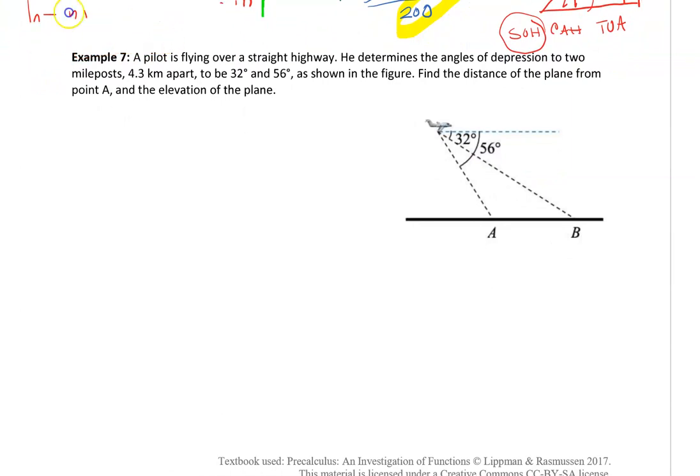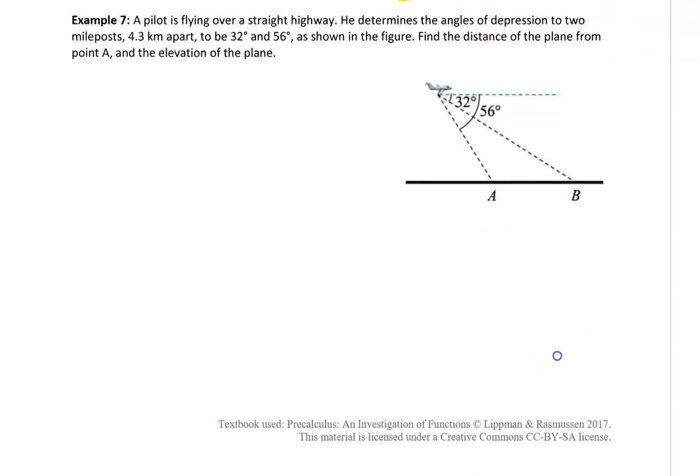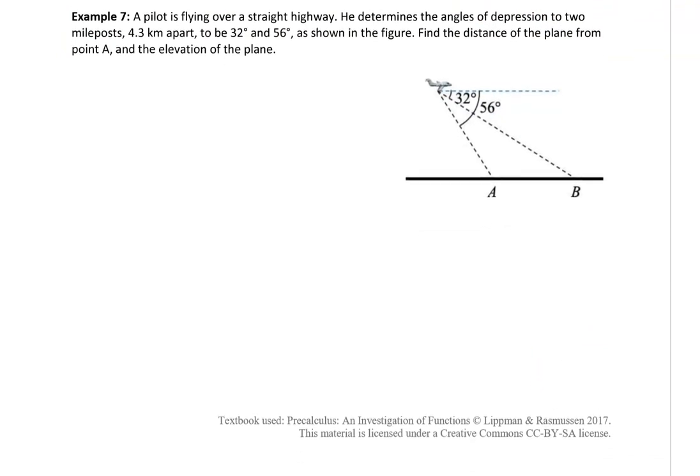So I'm going to erase a little bit from example above us. A pilot is flying over a straight highway. He determines the angle of depression to 2 mileposts, 4.3 kilometers apart, to be 32 degrees and 56 degrees. And you can see a diagram has been given. Find the distance of the plane from point A and the elevation of the plane.